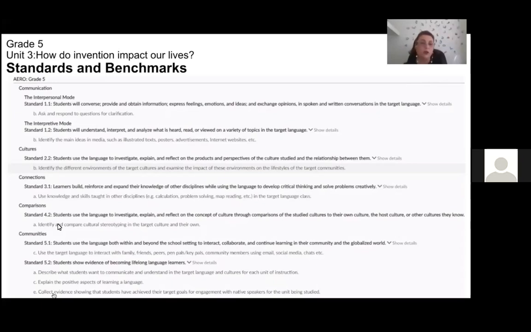In this unit, we have addressed the 5 C's, the communication. In the communication, we have addressed the interpersonal mode and also the interpretive mode. We also have the culture, connections, comparisons, and communities.